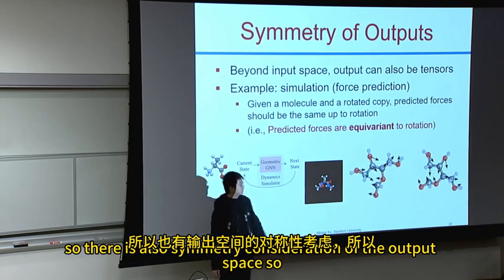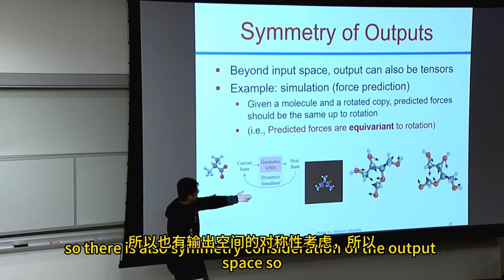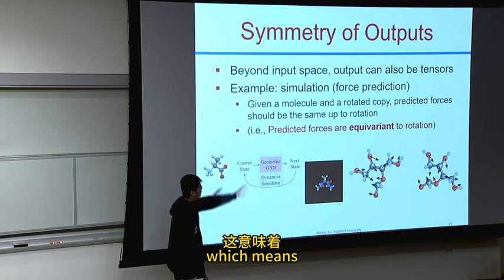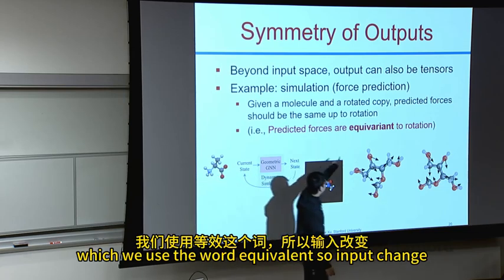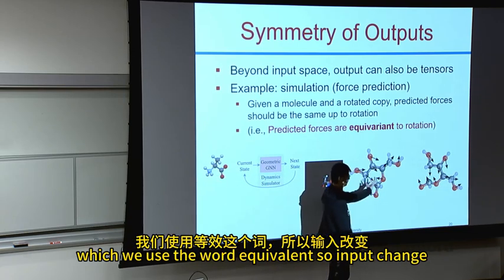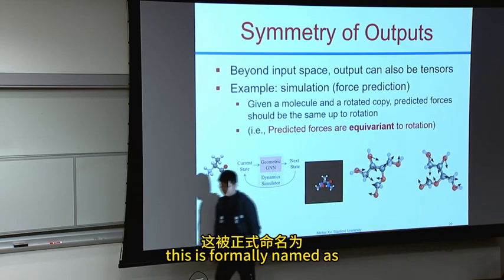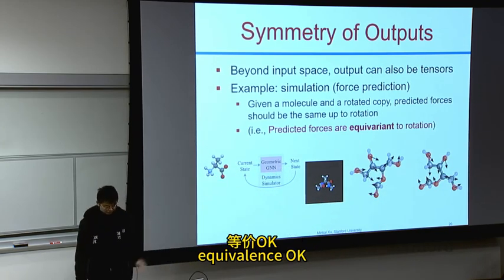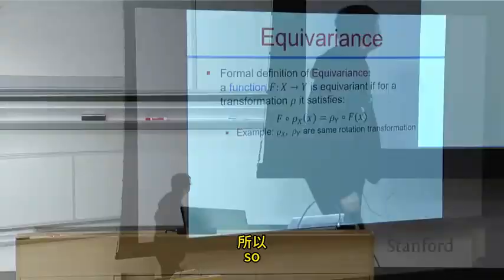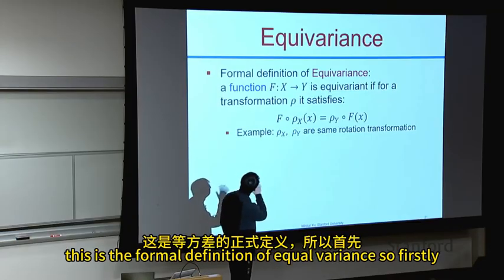So there is also symmetry consideration of the output space, which means we use the word equivariant. So when the input changes, the output changes together. Yeah, this is formally named as equivariance. Okay, so this is the formal definition of equivariance.